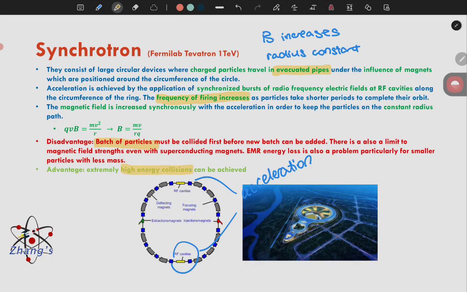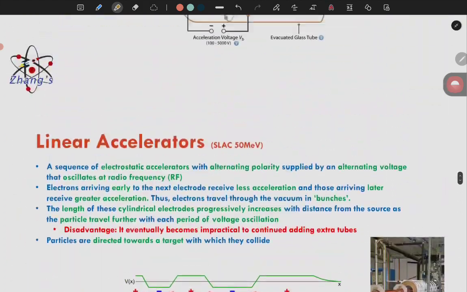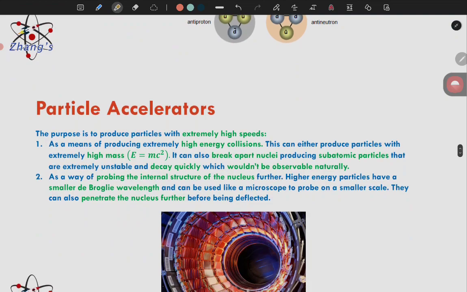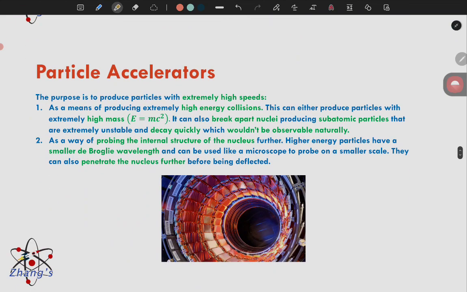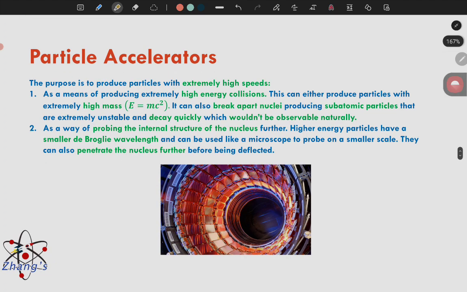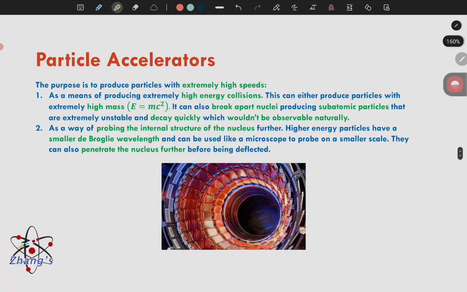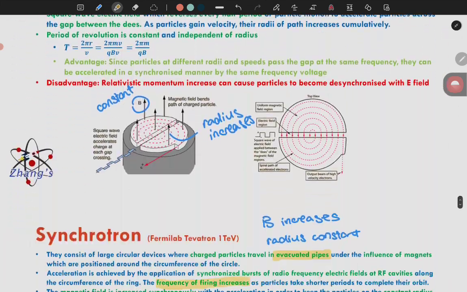And that goes back to the kind of concepts that we talked about earlier in the lesson around why we have particle accelerators in the first place. It's to produce these incredibly high energy collisions and to get further into the nucleus to see what the internal structure of particles like protons and neutrons are.